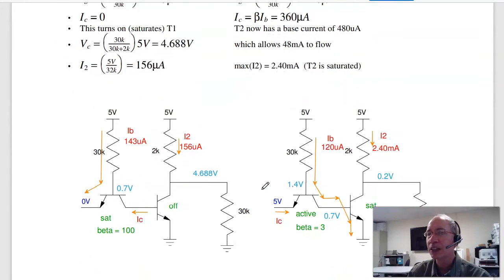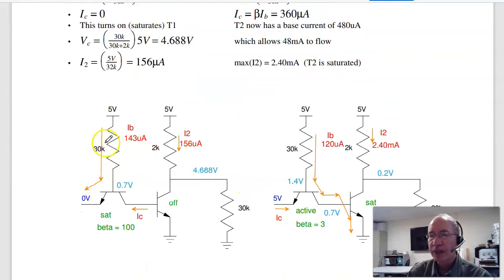Problem 3 is TTL Logic. If I have a circuit on the left, I've got a path to ground from 5 volts going left. That tries to pull current also left, and there is no source of current, so IC equals 0, making this transistor off. When it's off, I get by voltage division 30 over 32 times 5, 4.6 volts.